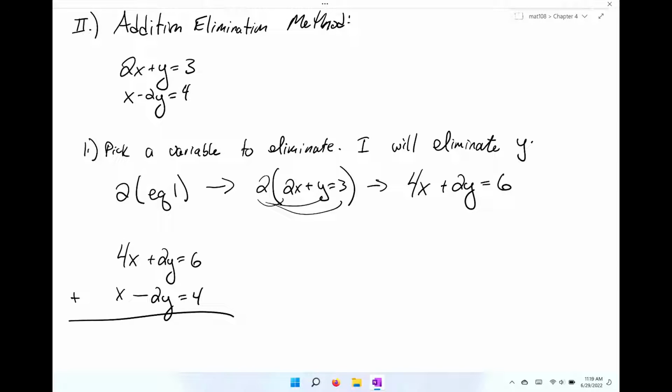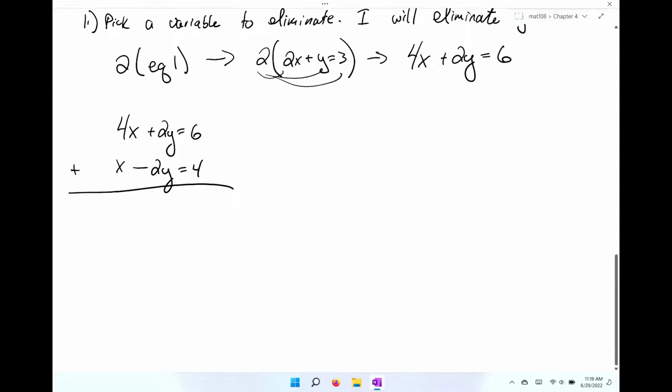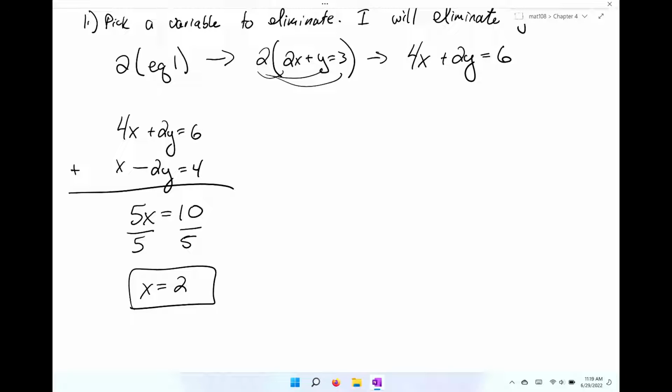And I'm going to add these two equations together. And by adding them together, look what I get. I get 5x equals 10. Now I can solve for x by dividing both sides by 2. Oh, I'm sorry, dividing both sides by 5 to give me x equals 2.